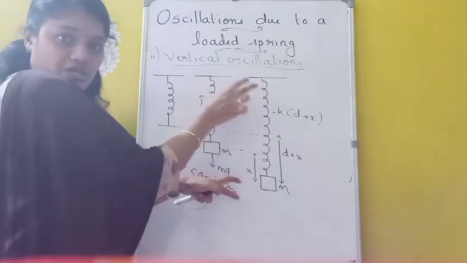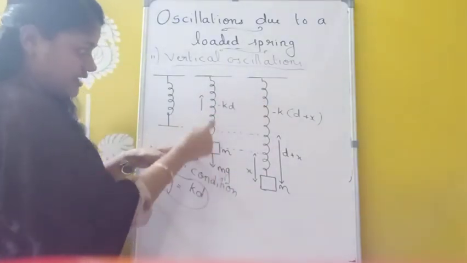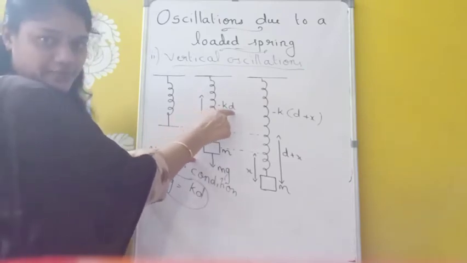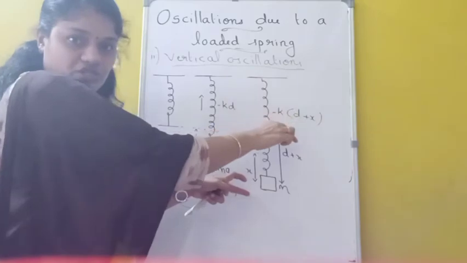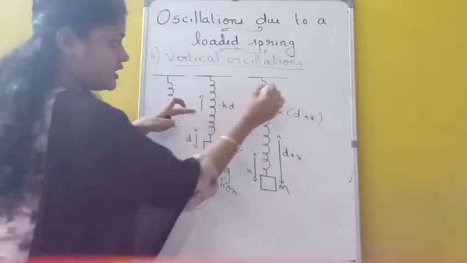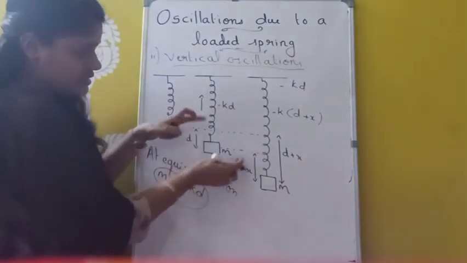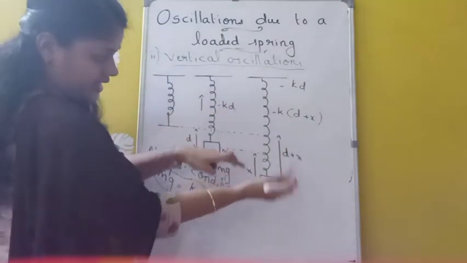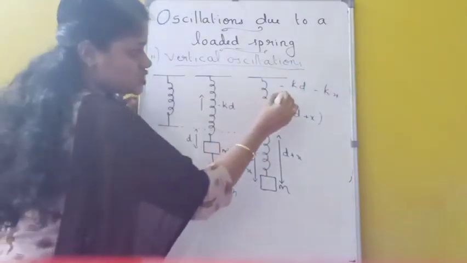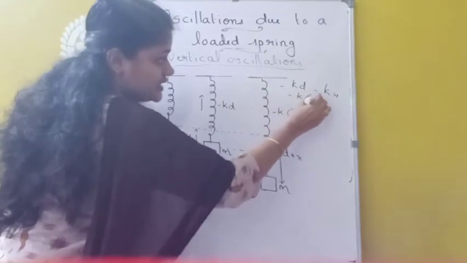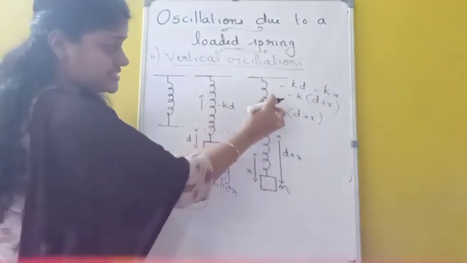So what is the total restoring force acting now? Due to the weight itself, we have one restoring force here, minus k into d. Then again, when we are stretching through a distance x, we have another restoring force. So here we have minus k into d, that is the restoring force due to the weight. And again, when we are stretching, we will have another restoring force, that is minus kx. That means the total is minus k into (d plus x). So this is the total restoring force acting on the spring.